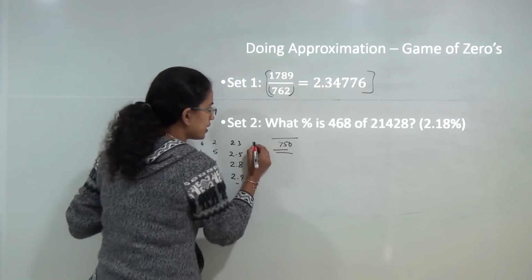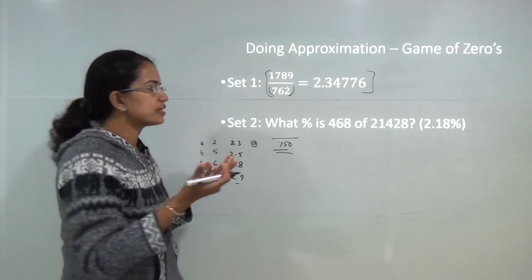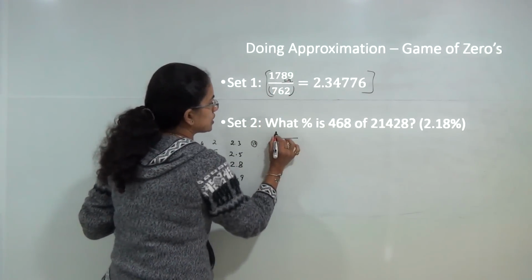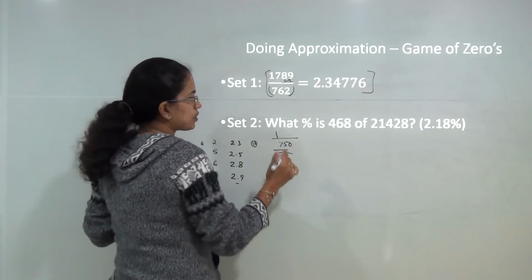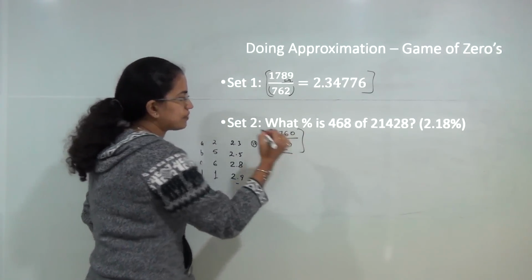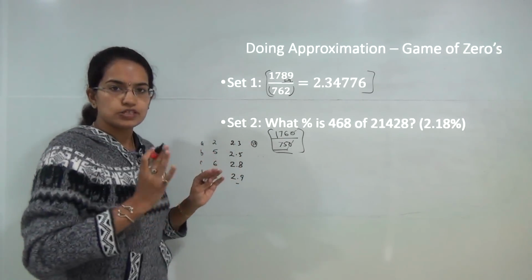I'm reducing 12 here, so double of 12 is 24. So I'll do more than 24. Let's take a number which makes the last figure 0. Then I can say 29 would be the appropriate number. So I can say 1760. This is one way of approximating. Then I can cancel out the zeros and solve it in a much quicker way.